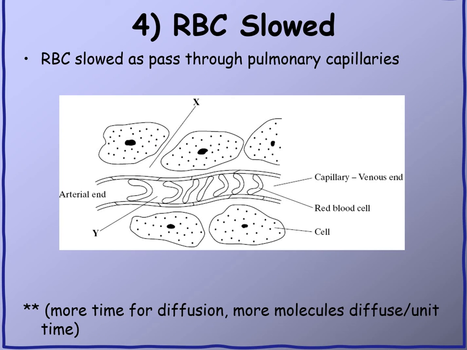And the last thing is that red blood cells are actually slowed as they pass through the capillaries, because they're squished slightly, they have to bend slightly. So the red blood cells are slowed as they pass through the pulmonary capillaries, which means there's more time for diffusion and more molecules diffuse per unit time.